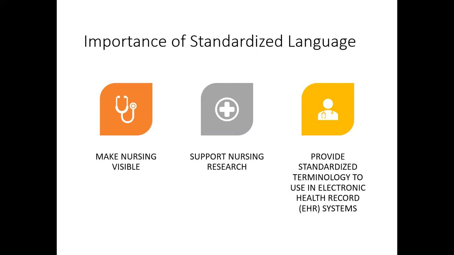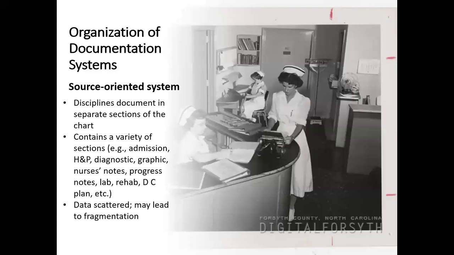So it's always important to understand the type of charting systems that you're going to encounter, knowing both the positives and negatives of each of those charting systems. And we're going to go through some of those charting systems now. So your source-oriented system has the advantage that you can find information provided by each discipline very easily.